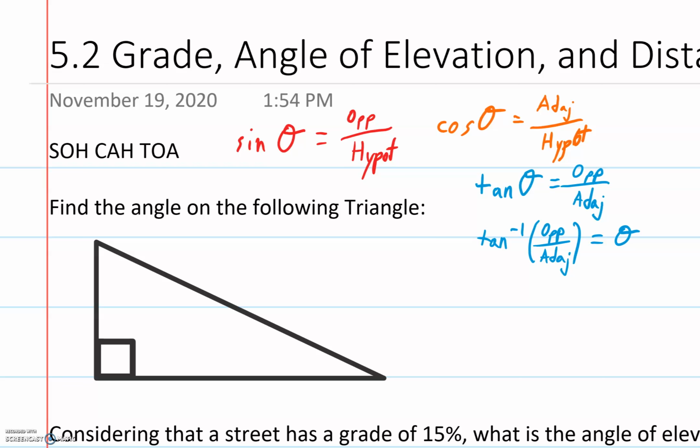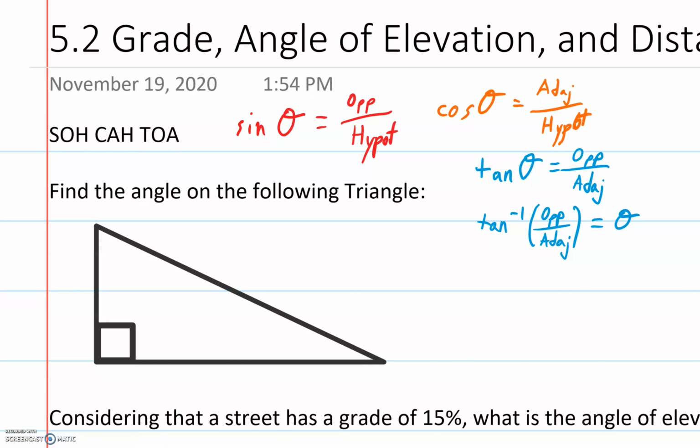Okay, with that in mind, we're now going to use this triangle here, and we're going to try to find the angle on the triangle. Now, I don't have any numbers written down, so let's start with some important numbers. First of all, what numbers are we going to need if we're using the tan function? Well, we're going to need the opposite, the adjacent, and we need to know which angle we're actually looking for. So we're looking for that angle.